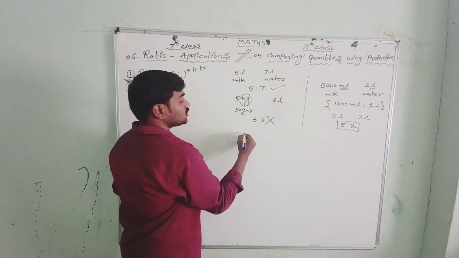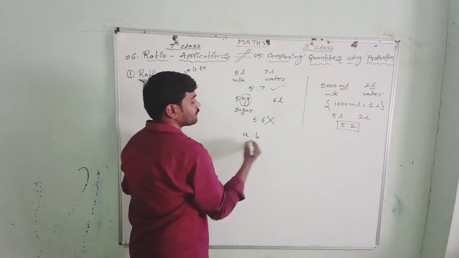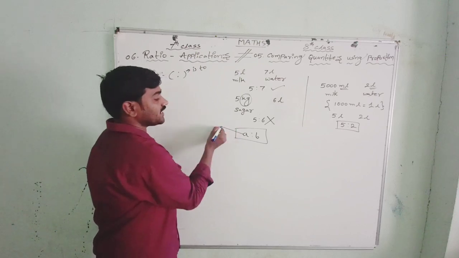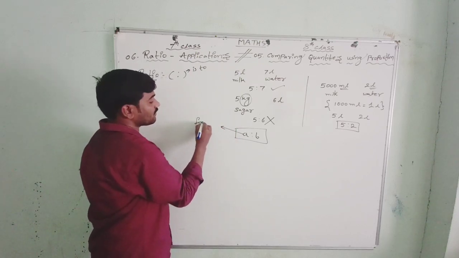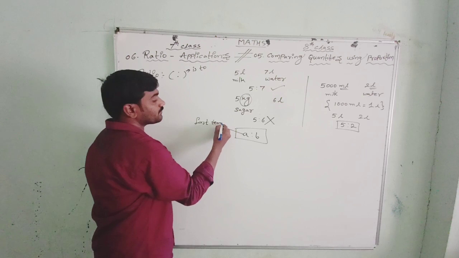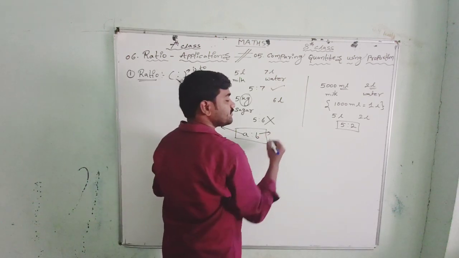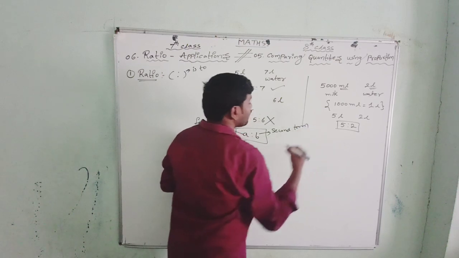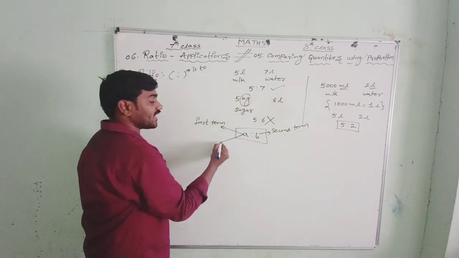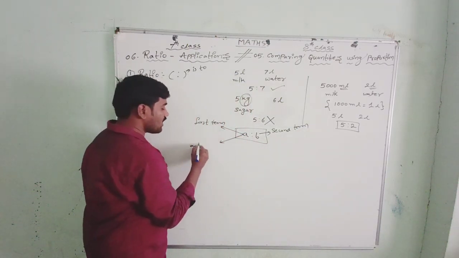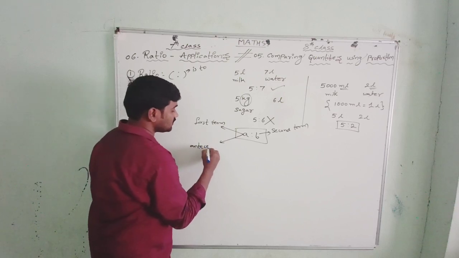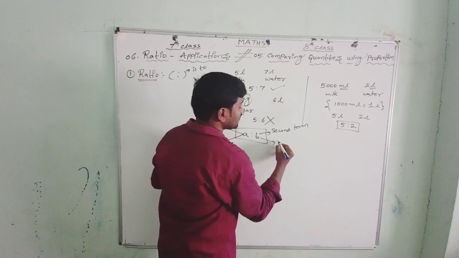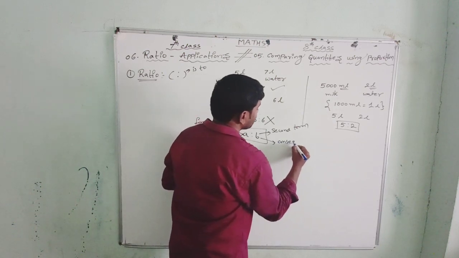Suppose we take a ratio A is to B. This A is known as the first term of the ratio, and this B is known as the second term of the ratio. This A is also known as the antecedent, and this B is known as the consequent.